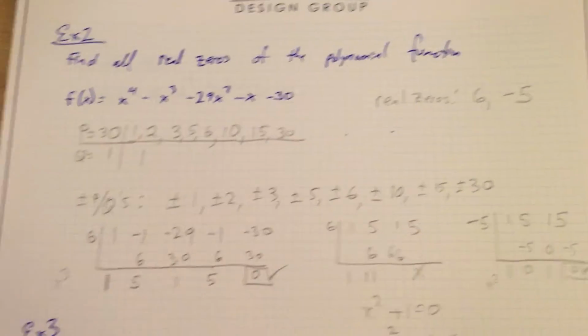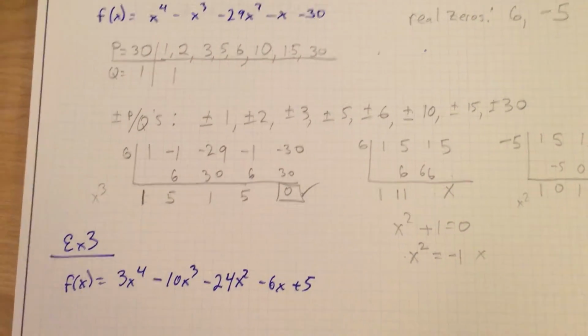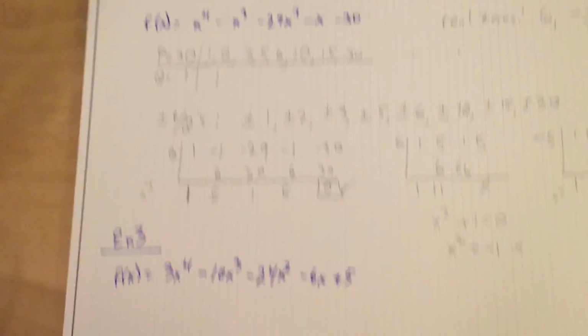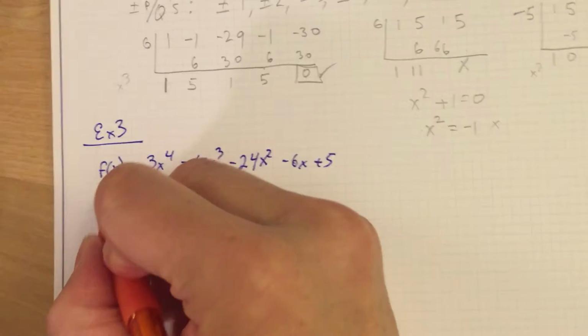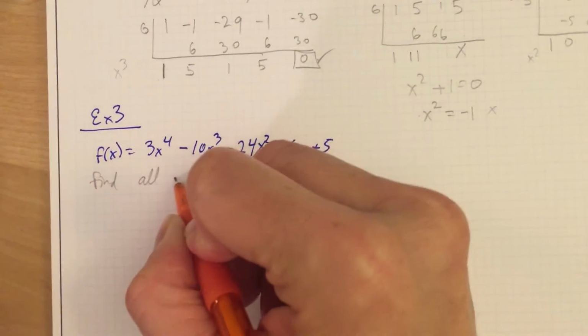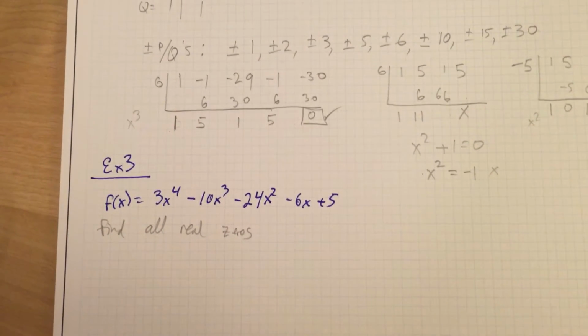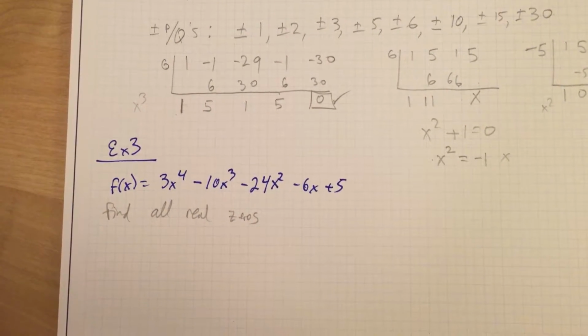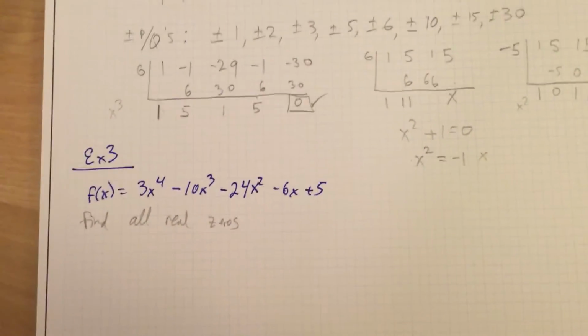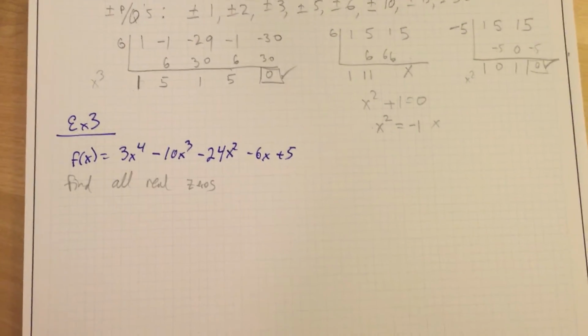So let's go ahead and try example 3. So again, example 3, we're going to find all real zeros. Okay. Pause it along the way. Try to find your P's and Q's. Check with it. Then pause it again. Try some zeros. Work it out.